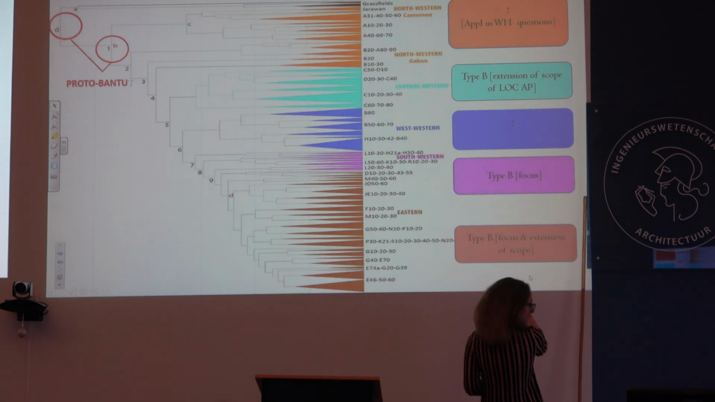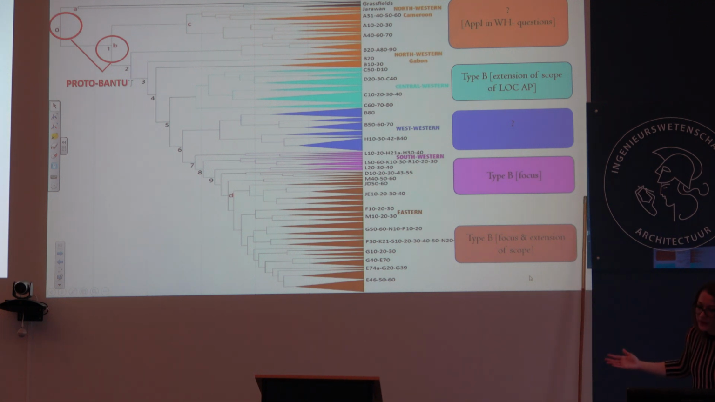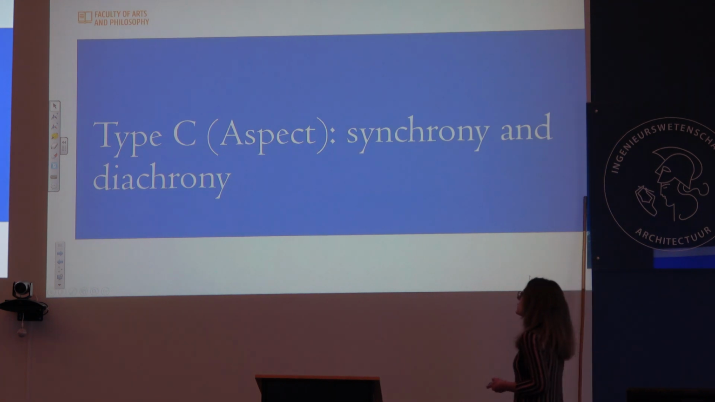So here I am cheating, really, with the little information that I have. Based on Treehurt, I know that there are some relics of the applicative in WH questions in zone H. She finds it in Tumen. We know in Central Western that there are instances of the extension of the scope of the locative applied phrase, and these are the Hyman et al. examples that you have in your handout. I don't know anything about West Western, and certainly down here we found both focus and the extension of the scope. So should this discourse function be reconstructed or not?